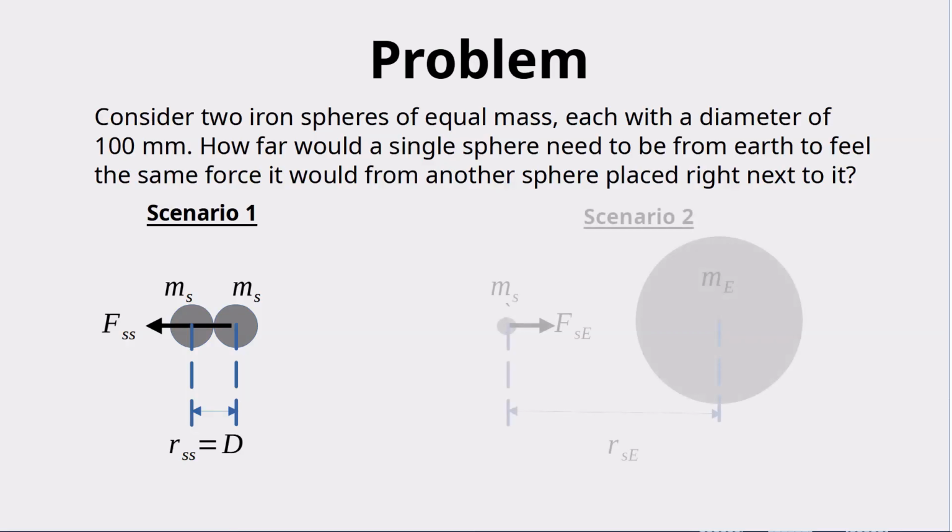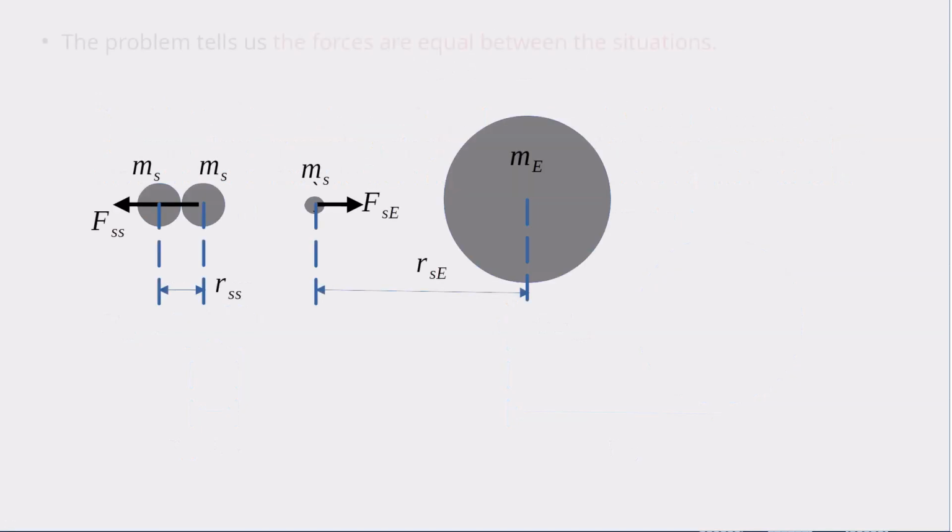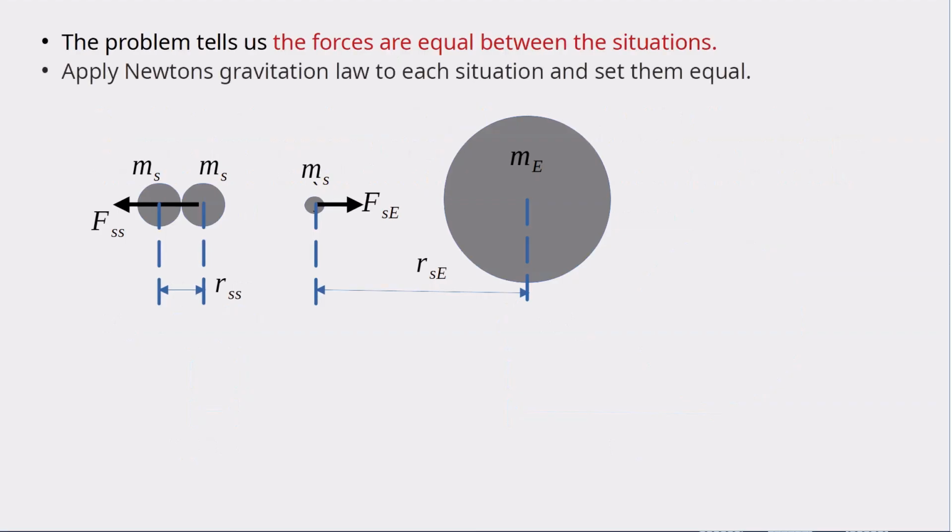In scenario 2, we have a similar setup. Only one of the masses is Earth, and the distance between the objects, r_se, is unknown. r_se is the distance the problem is asking us to solve for, the distance between the small object and the Earth. We want to find r_se such that the forces in each situation are the same. Since we know how to apply Newton's law now, we'll apply it and see the force described for each.